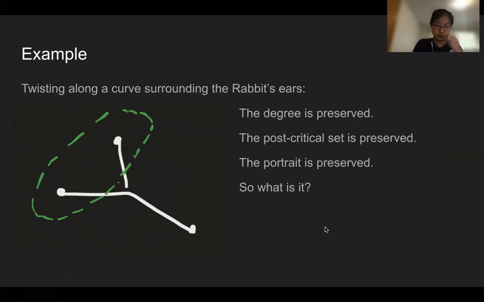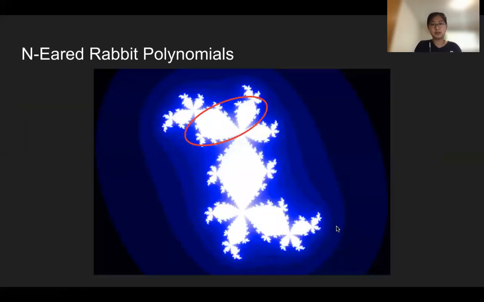So what did we do this summer? Not only do we want to look at the rabbit polynomial, we want to look at a larger class of polynomials. So for example, what if we modify the portrait so that it's still cyclic but of length 4? In that case, we get some polynomials, including the 3-eared rabbit polynomial. So this is kind of still the rabbit, except you get 1 extra ear on its head. And the Julia set looks something like this.